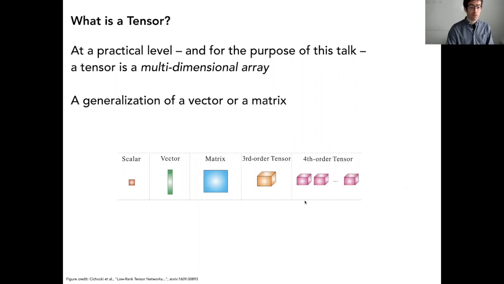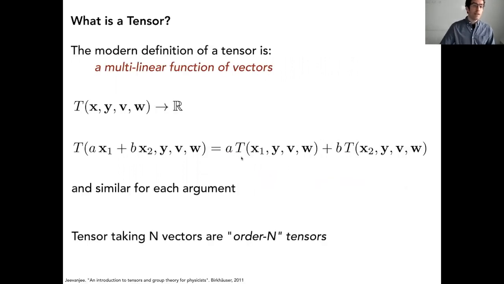Now, really the modern definition of a tensor is actually a multilinear function of vectors. And this is not too hard to understand.